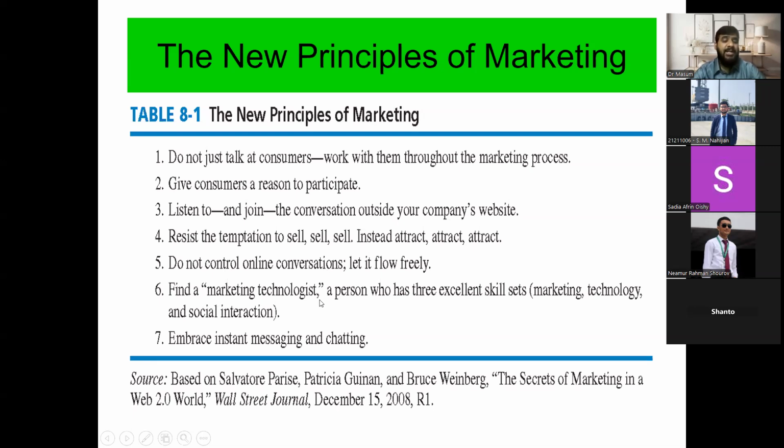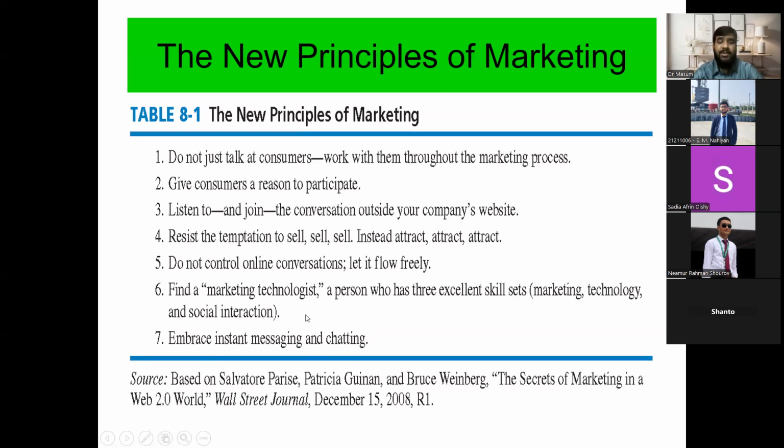Find a marketing technologist. So not the salesman, in today's world it is the marketing technologist. Many people at your age become marketing technologists. They are helping sell the product. A marketing technologist is a person who has three excellent skill sets: marketing, technology, and social interaction. That means there are many marketing technologies at your age, social marketing. They are selling their product. So embrace instant messaging and chatting.